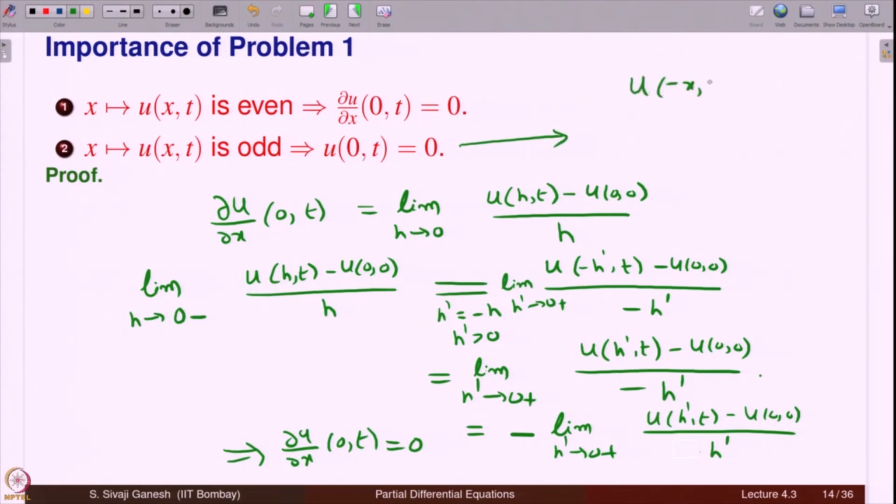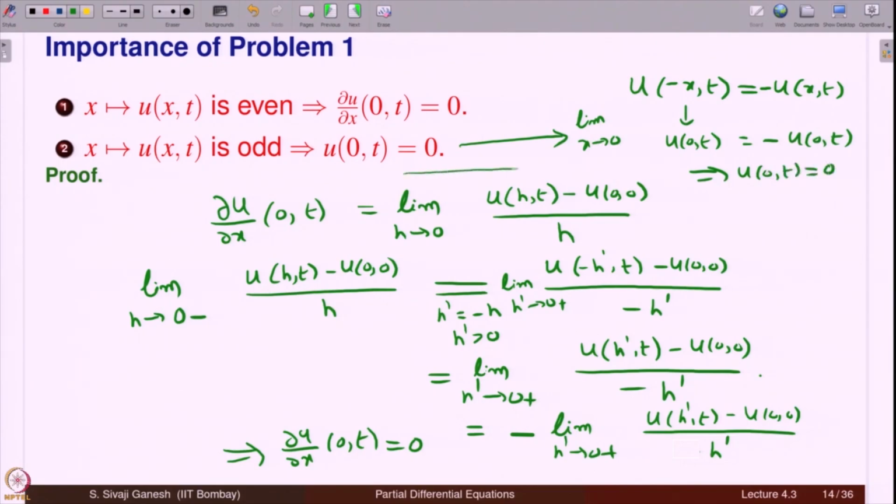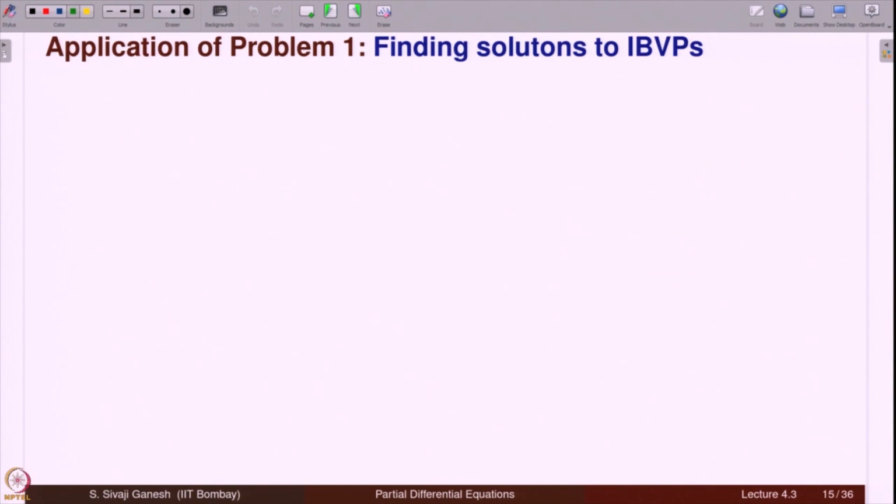Because u is an odd function, u of minus x comma t, where t does not play any role here, you can think t is not there, is equal to minus u of x comma t by the odd property. Now, let x go to 0. Then the left hand side will go to u of 0 comma t, and the right hand side will go to minus u of 0 comma t. This implies that u of 0 comma t is 0. So, therefore, if the function is even, the derivative is 0 at 0, and if the function is odd, then the function itself is 0.